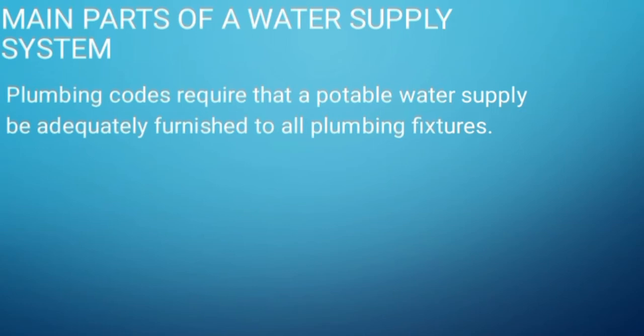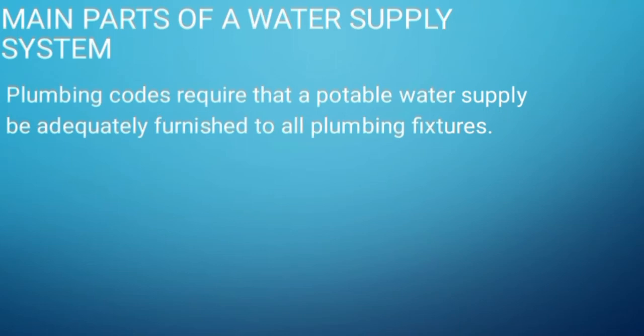Main parts of a water supply system. Plumbing codes require that a potable water supply be adequately furnished to all plumbing fixtures. The water supply system in a building carries cold and hot water through distribution pipes and delivers it to the plumbing fixtures. The water service line carries water from a district supply pipe to the building. The main parts of a typical water supply system include the following.